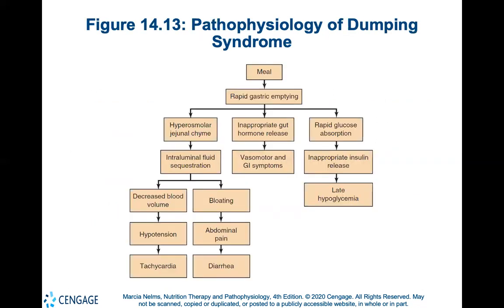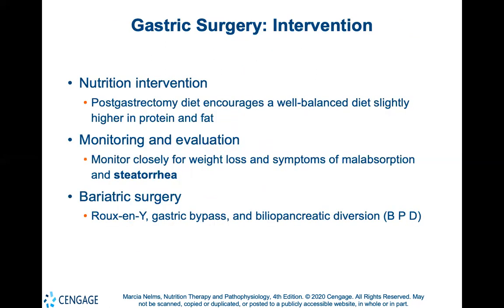This is figure 14.13, the pathophysiology of dumping syndrome. Please know from the start to the finish how dumping syndrome can occur. Nutrition intervention: post-gastrectomy diet, encourage a well-balanced diet, slightly higher in protein and fat. Monitor closely for weight loss and symptoms of malabsorption and steatorrhea. Bariatric surgery: the Roux-en-Y gastric bypass.